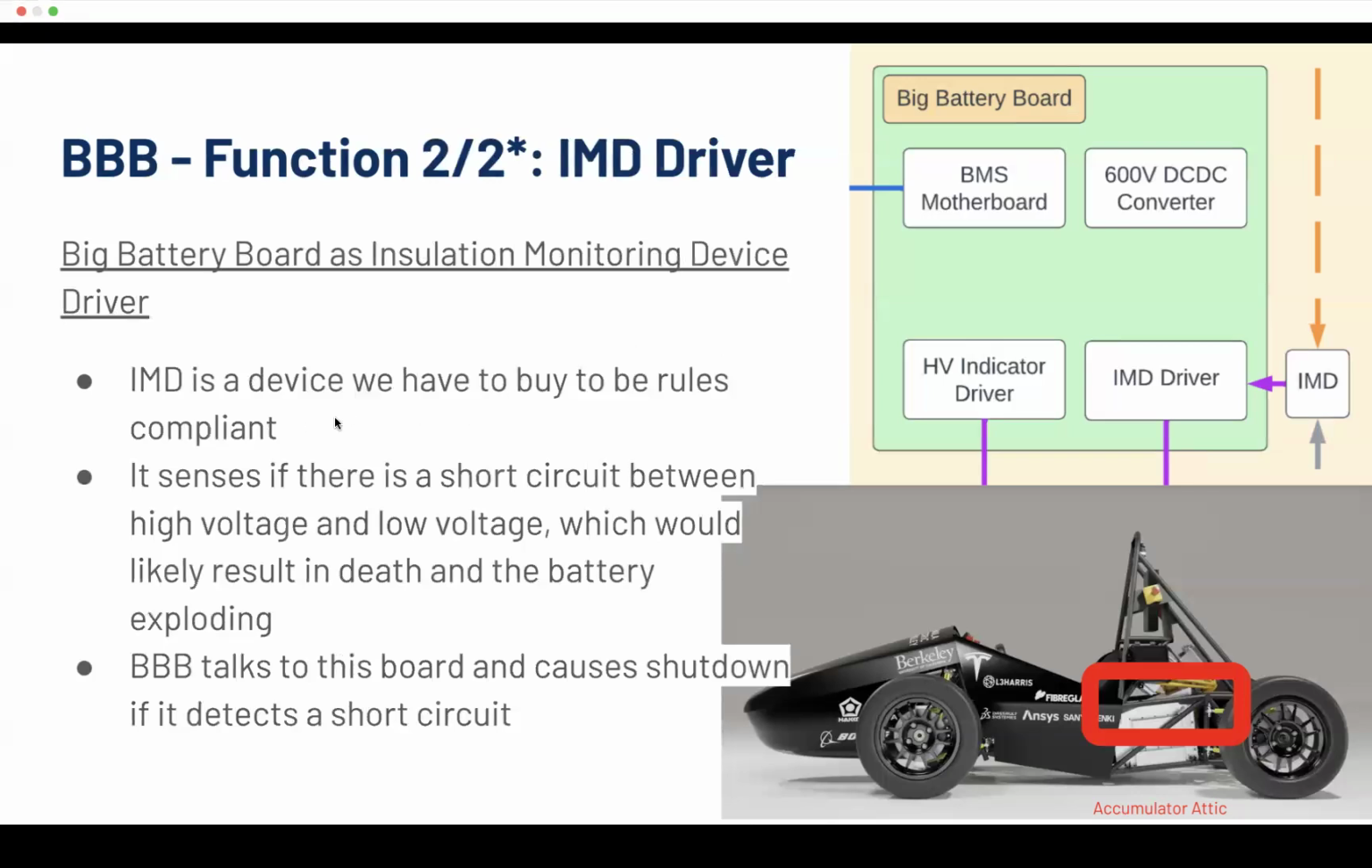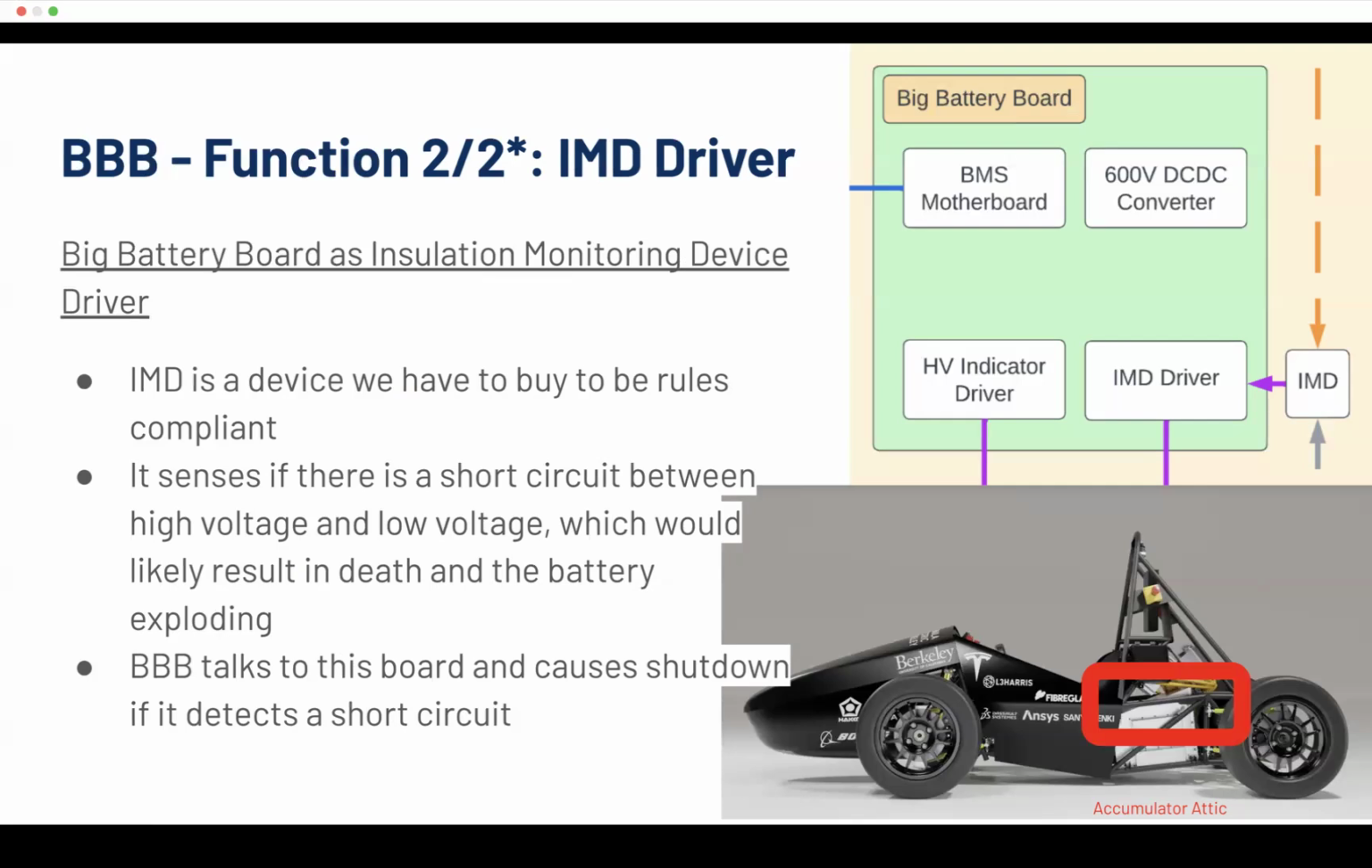Like I said, for the IMD you have to buy the specific one, the Bender IMD, if you guys want to Google it. It senses if there's a short circuit between the high voltage and the low voltage system. As I have told many of you, you have high voltage plus, high voltage minus, and then low voltage plus, low voltage minus, and those are not the same. You don't want the same grounds, you want them separate.